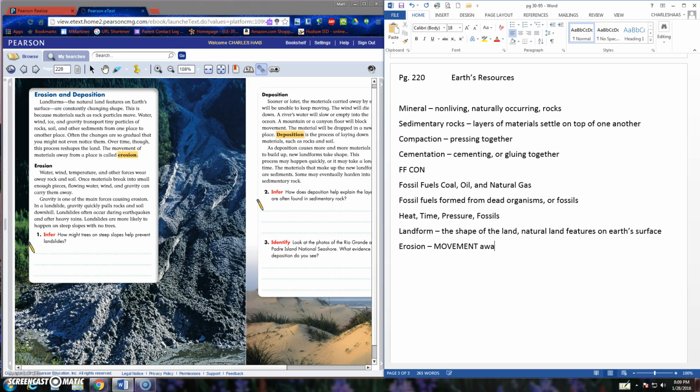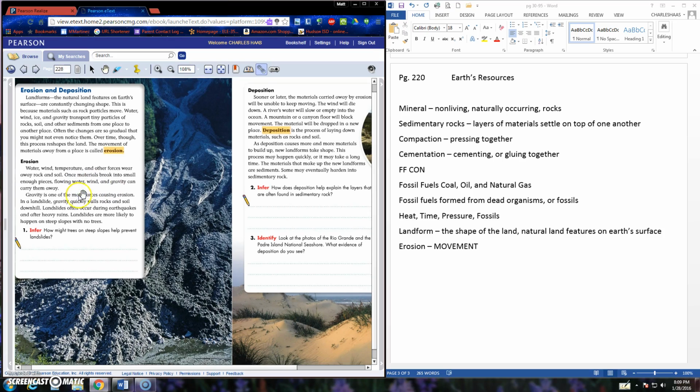Movement away, or movement towards a place. Erosion, let's just do movement. Erosion is movement. It's when it's being moved. Water, wind, temperature, and other forces wear away rock and soil. Once materials break into small enough pieces, flowing water, flowing wind, and gravity can carry them away. I don't think we talked about gravity, but I like that that's in there. Gravity is one of the main forces causing erosion. In a landslide, gravity quickly pulls rocks and soil downhill.